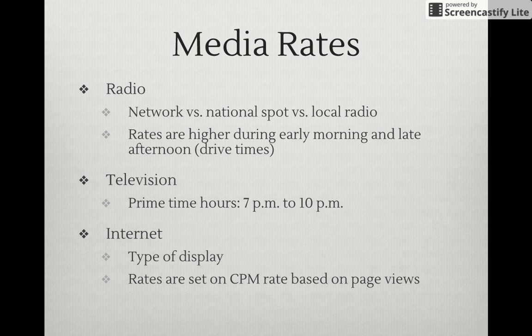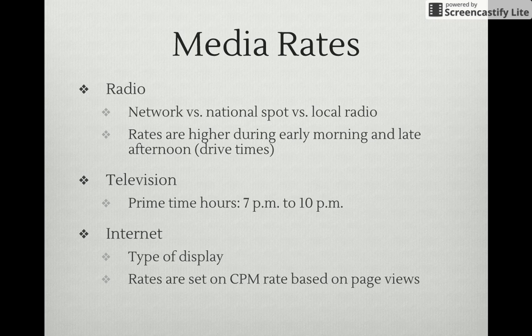And then when it comes to the internet, it all varies on the type of display that you're looking for. So whether it's a banner ad or just one on the side, and depending on how big it is, that can change the rate as well and how much time you're keeping it up there. So if you're advertising on some sort of a blog and you keep it up there for only a month versus advertising on that same blog for 3 months, that would definitely change it.